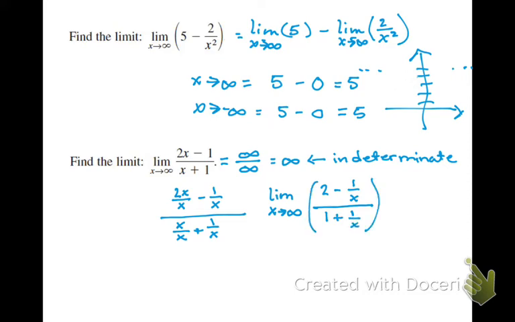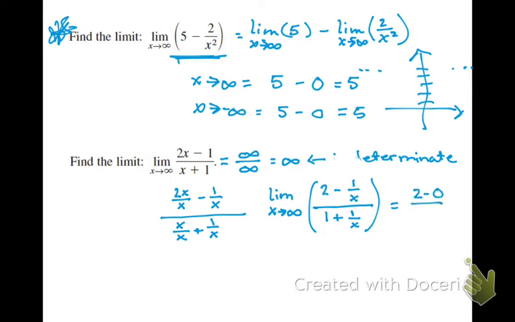Yes? So based off of what we just did in this first example, what's the limit of the numerator? It'd be 2 minus 0. Why is it 2 minus 0? What did we just do up here? We divided it by infinity. So 1 divided by infinity is 0, yes? So we get 2 minus 0.